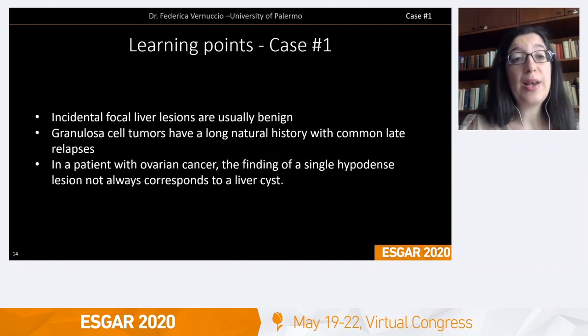We learned from this case two important things. First of all, focal liver lesions discovered incidentally are usually benign. On the other side, granulosa cell tumor has a long natural history with common late relapses. And therefore, in a patient with ovarian cancer, the finding of a single hypoattenuating lesion on CT does not always correspond to a liver cyst. Please pay attention to this.